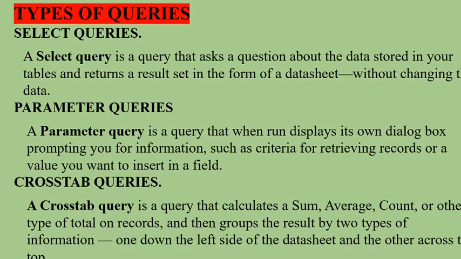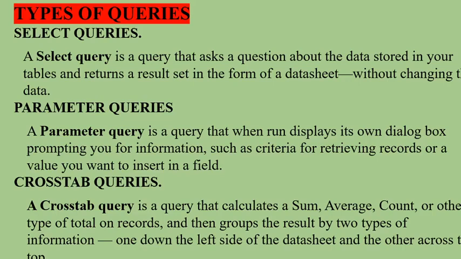Then we have cross-tab queries. A cross-tab query is a query that calculates sum, average, count, or other types of total on records, then groups the result by two types of information, one down the left side of the datasheet and the other across the top.